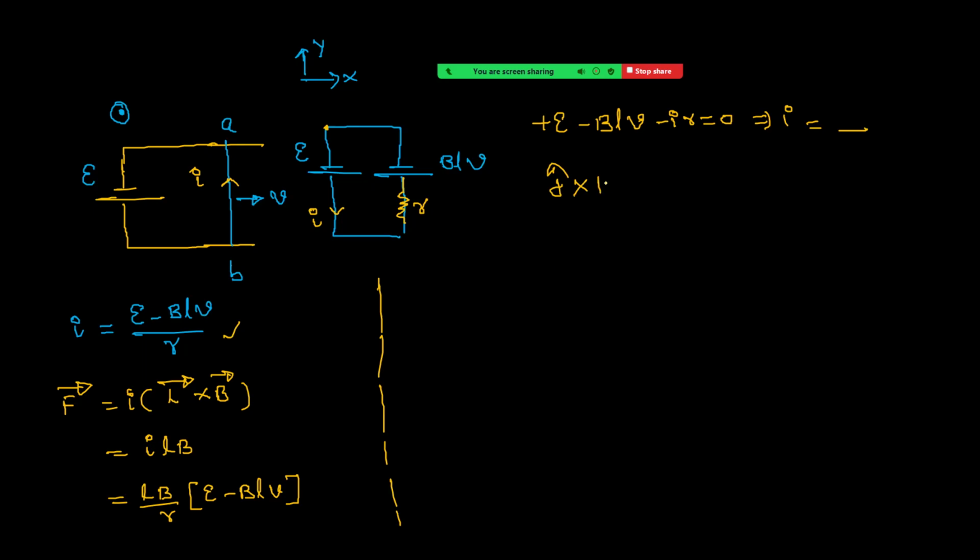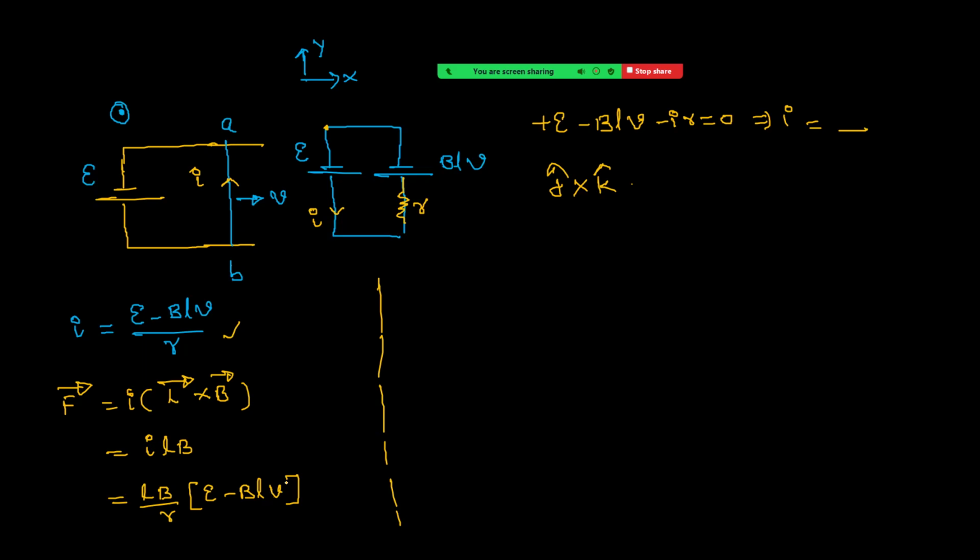B bar is now K cap, right? Now see carefully here. The direction of L bar is J cap, and B bar is K cap. So the direction of force is along the positive x-axis. That means it is now to the right side. Okay. So now we can see here, as time passes, the V value keeps on increasing, right?